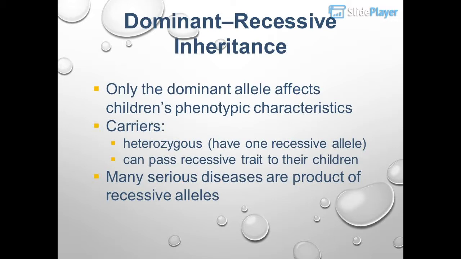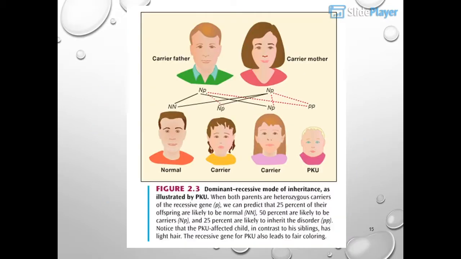Dominant recessive inheritance. Only the dominant allele affects children's phenotypic characteristics. Carriers are heterozygous and have one recessive allele. They can pass the recessive trait to their children. Many serious diseases are the product of recessive alleles.